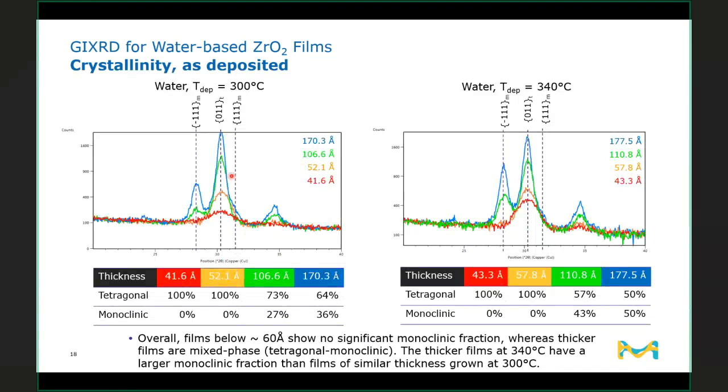Once these films get thicker, then you start to see that monoclinic peak emerge. And that's the case for both the 300 degree and the 340 degree films. Note that the 340 degree films are slightly thicker when we grew them, and then they also do have more monoclinic fraction present.